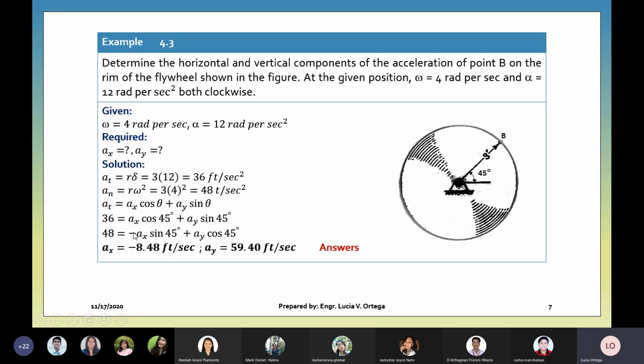So we have 2 equations, 2 unknowns, solving the equations simultaneously. So we can solve for AX, negative 8.48 feet per second, and AY is 59.40 feet per second. The unit should be per second square. Okay, so take note of that correction. It should be feet per second square. So you write that in your module.